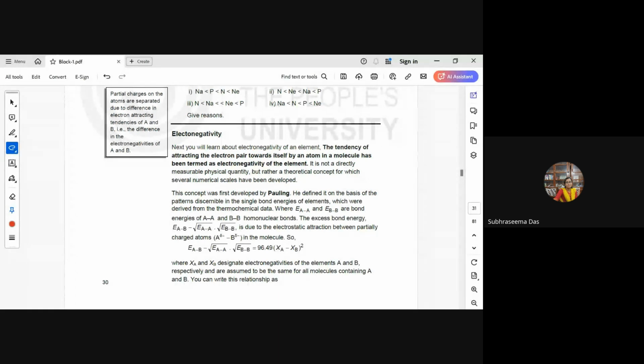So here we will consider E_AA and E_BB, the bond energies of the two homonuclear molecules AA and BB. The electronegativity difference is given by this factor, where chi A and chi B designate the electronegativity of the elements A and B respectively.